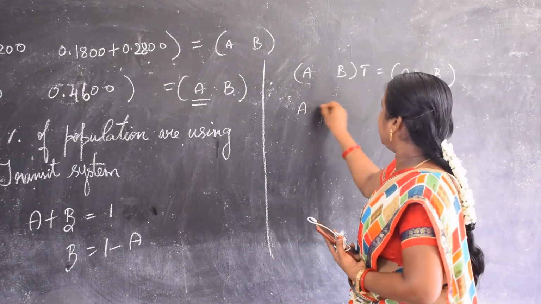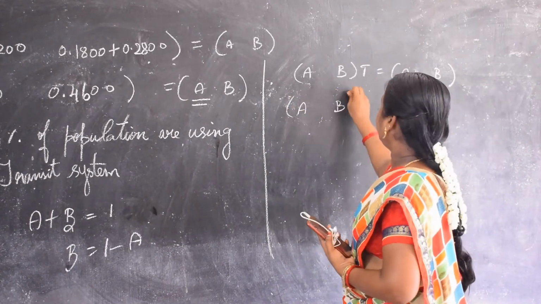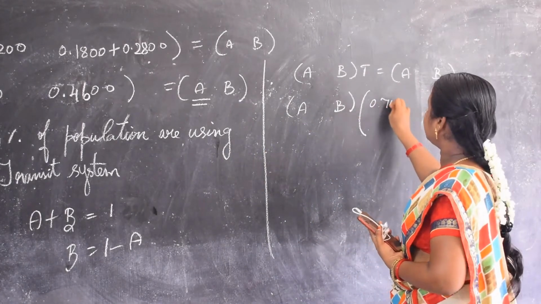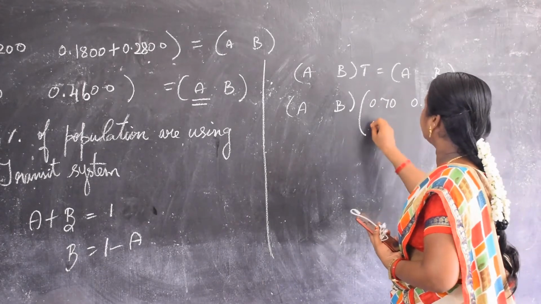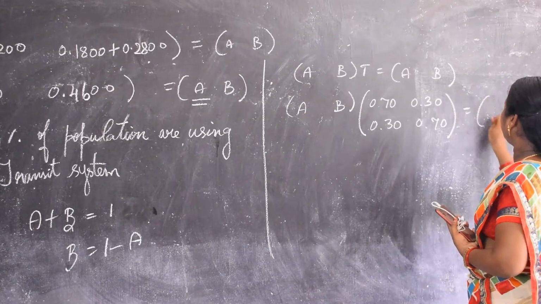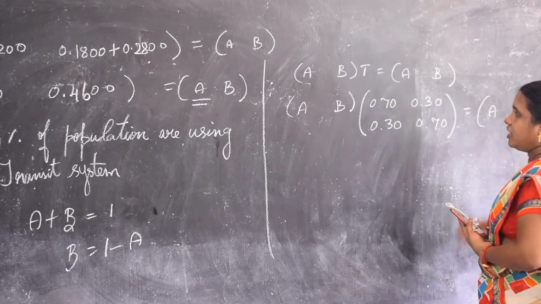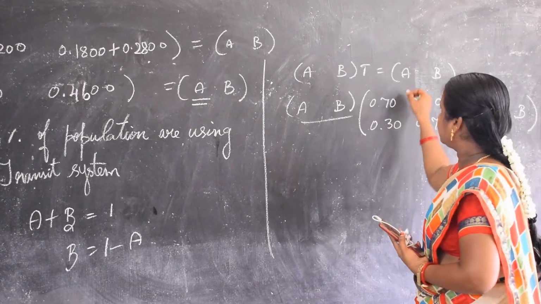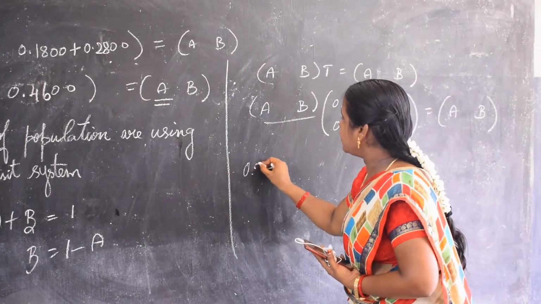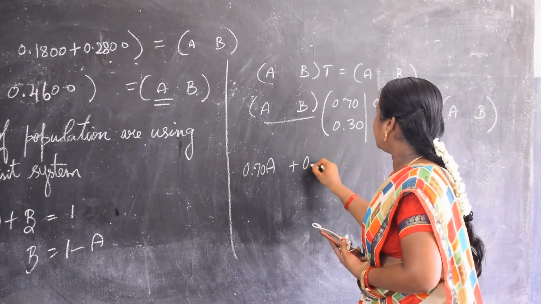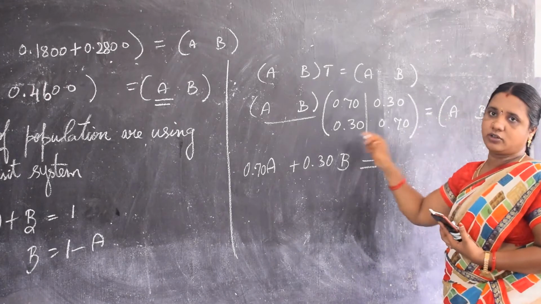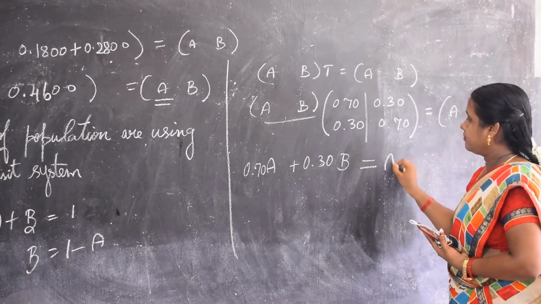What is A here? AB into what is our transition matrix here? Write the T, what comes? 0.70, 0.30, 0.30, 0.70, which is equal to matrix AB. Have you understood? Now you solve this. Take first row, first column, multiply, what comes? 0.70A plus 0.30B, which is equal to, in the equality matrix, what will come? This first one is equal to A.